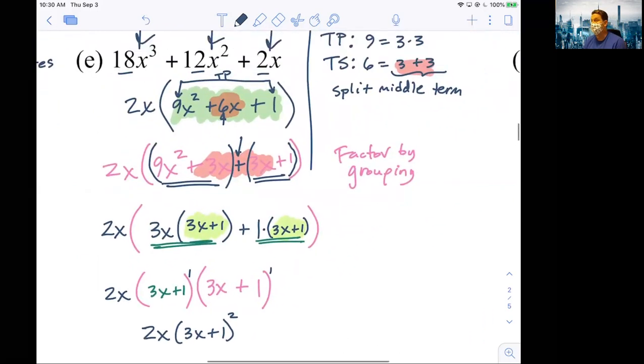Now, can you get there more quickly? Sure. You do not have to do the factor by grouping. If you know how to factor these, you can go straight from here to here. I'm okay with that. 9x squared plus 6x plus 1 turns out to be what we call a perfect square trinomial. It factors into a binomial square. But if you need to show all that middle stuff, that's great.